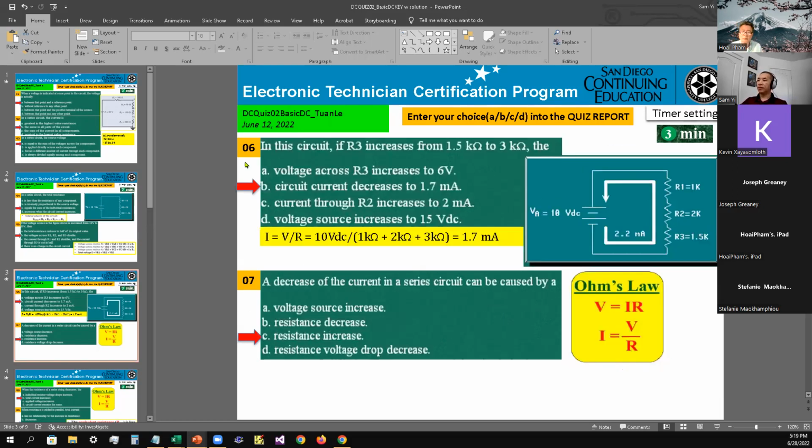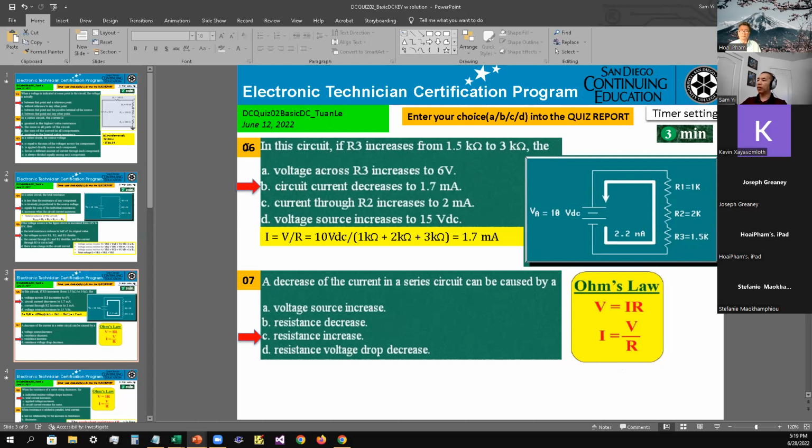Okay, number 6. In this circuit, if R3 increased from 1.5 kilo ohm to 3 kilo ohm, so you're increasing the resistance of R3. So you double the R3. If you increase your resistance, your current would be decreasing. So the only one that has decrease in it is B as in Bob for number 6.